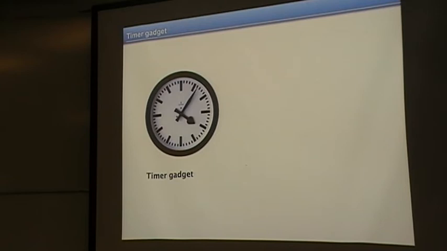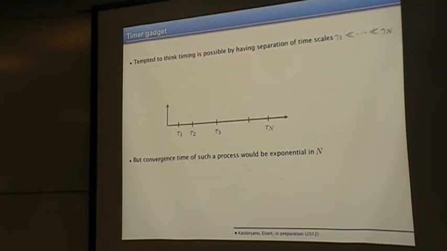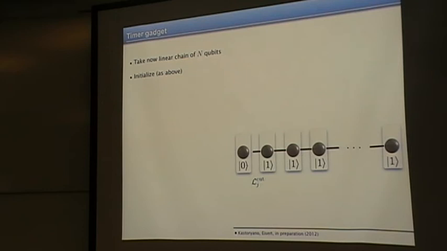If you have exponential tails, then this necessarily means that the convergence time of such a process would be exponential in n. That would be cheating. It might work, but it will not work efficiently. It's not a protocol. So one has to be smarter than that, and that's a way. Okay, that's a timer.